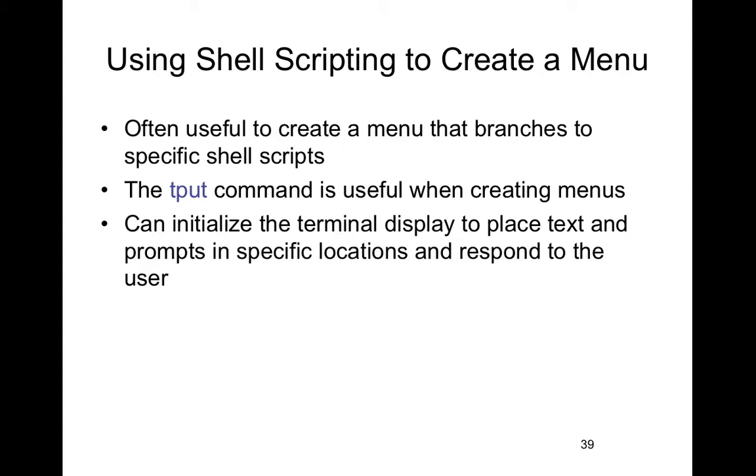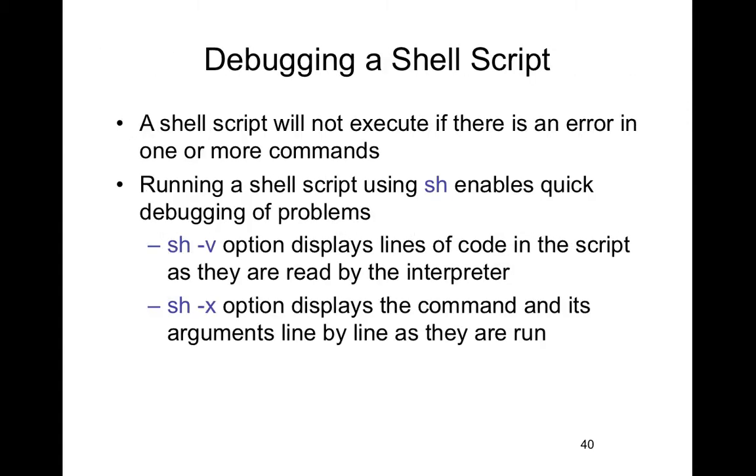So you can use a shell script to create a menu. Here's how we're going to do it. We're just going to print a bunch of stuff to the screen. This is often useful for branches off of scripts. So you create 5 or 6 scripts, put them on a menu, and then just select from the menu which one you want to run. The tput command is useful for creating those menus. You can initialize the terminal display, put text on the prompt in a specified location, and respond to the user.